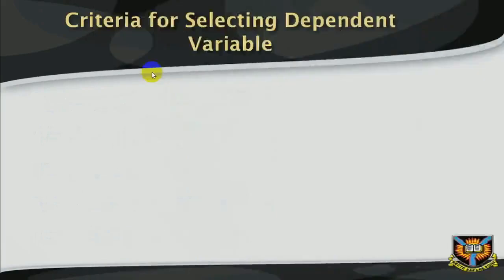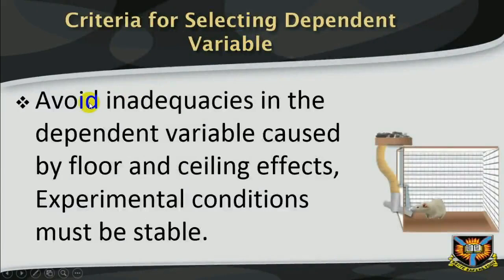Criteria for selecting dependent variable. One criterion for a good dependent variable is stability. When an experiment is repeated exactly, same participant, same level of independent variable, and so on, the dependent variable should yield the same score as it did previously. Instability can occur because of some deficit in the way we measure some dependent variable.